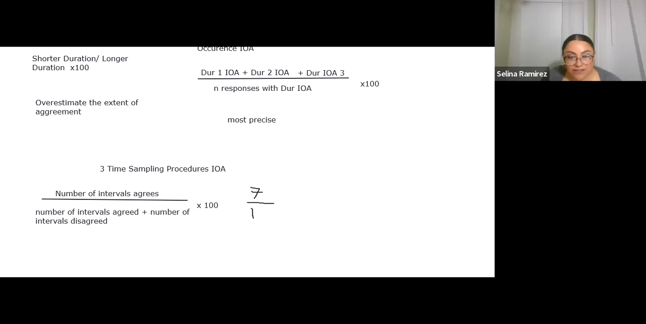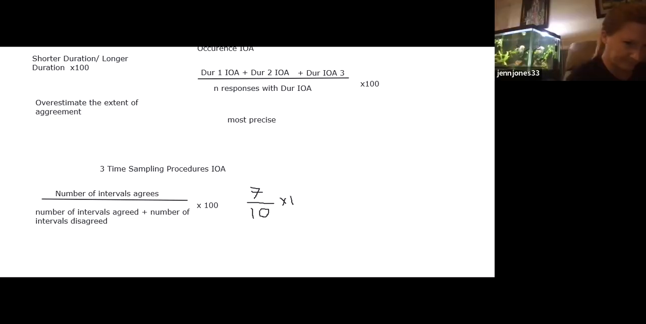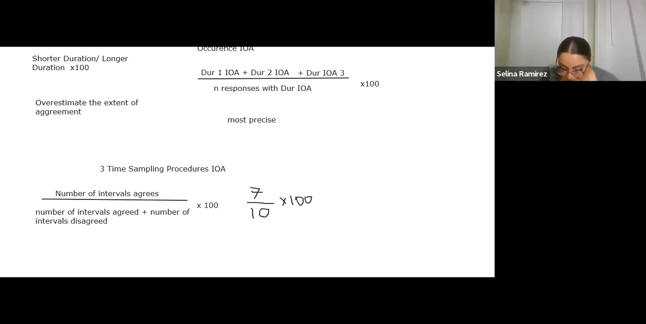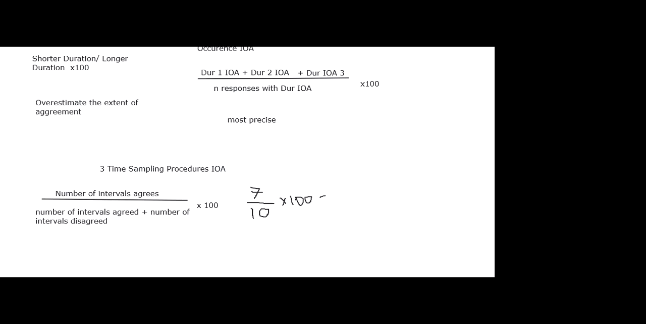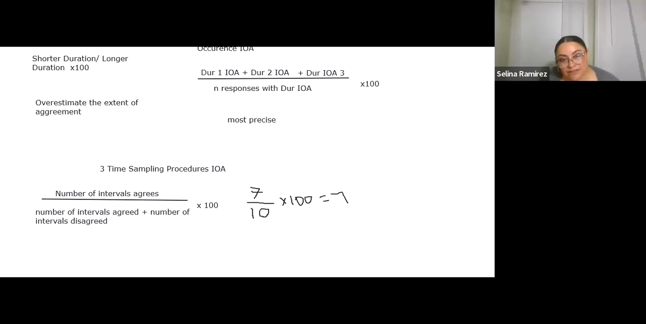So over your total number of intervals. And so that will get you, what is it, 70%? Yes, 70%. I guess I could look at the book. 70% agreement if we were using interval by interval. Oh, I didn't write that anywhere. Let's write it. Interval by interval. Okay, and remember, these are when we're taking time samples.